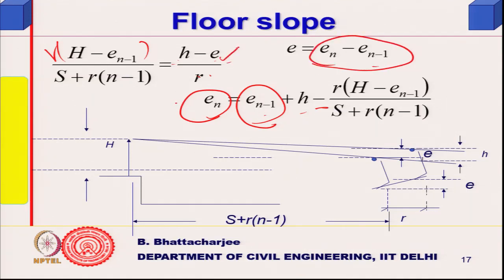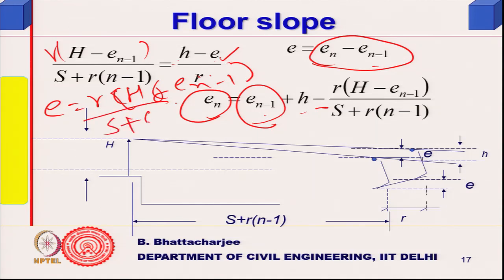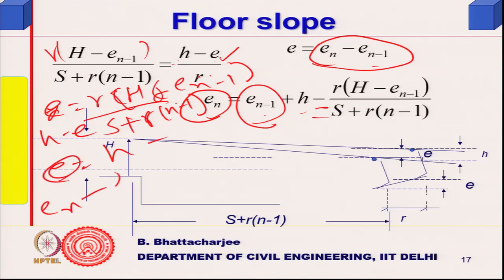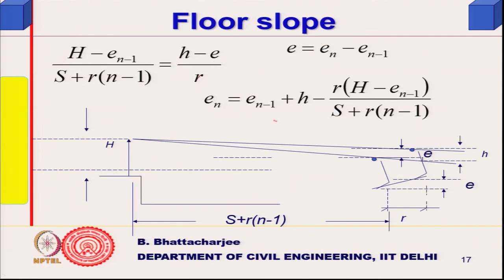So, I can find E from this. E will be equal to R into H minus E n minus 1 divided by S plus R into n minus 1. Sorry, no, H minus E will be this. So, E will be equal to H minus all this, and E is nothing but E n minus E n minus 1. So, I can get an expression for E n equals E n minus 1 plus H, etc. So, this is known, step by step I go.